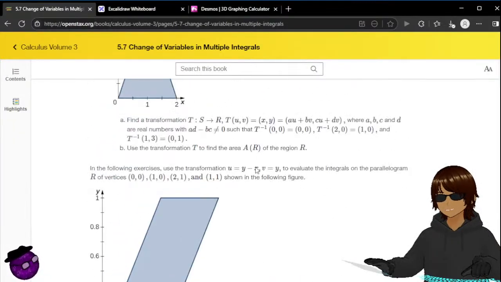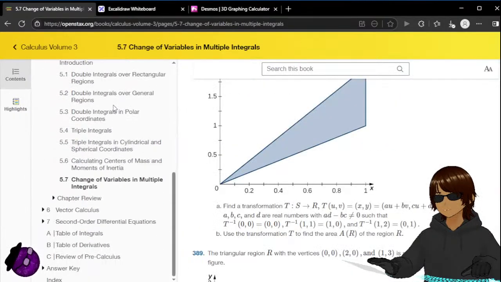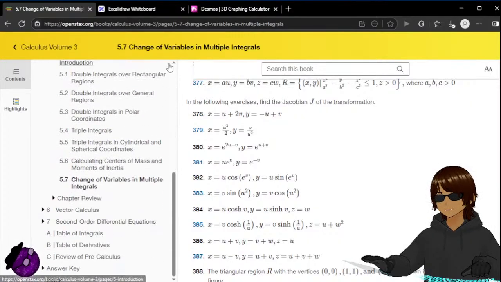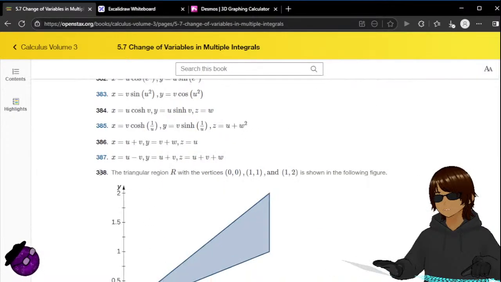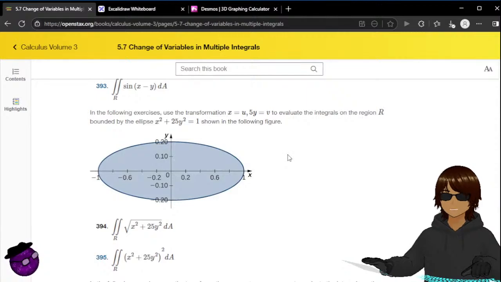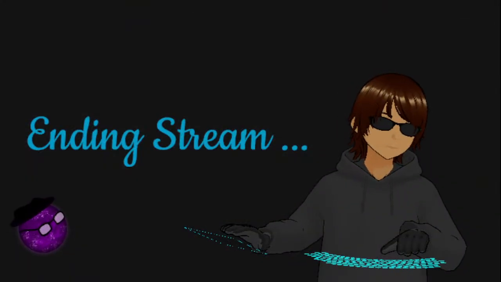Okay, this was quite a complicated chapter. I think maybe this was the hardest part so far, what I've done in the Calc 3 book.